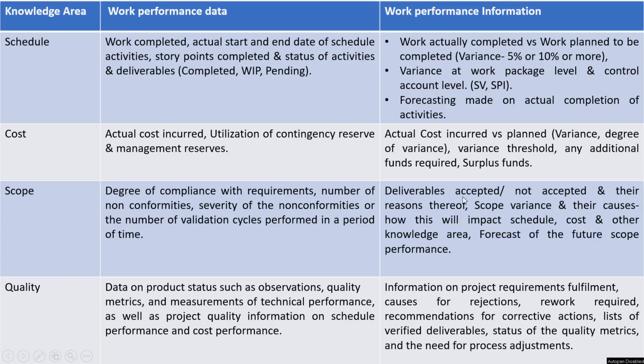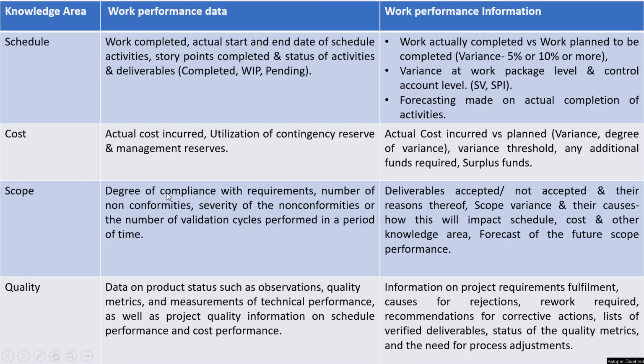Now moving to work performance information. This will speak about the deliverables accepted or not accepted by the client and the reason behind it. If there is any variance, what are the causes of that variance, like how we deviated from the scope. If there is any scope creep or any gold plating being done while we are fulfilling our requirement, why that has happened. What is the root cause of having scope creep or gold plating in our project, and how all of this will impact our schedule, cost or any other knowledge area, and any forecast of our future scope performance. So this would all come into work performance information.